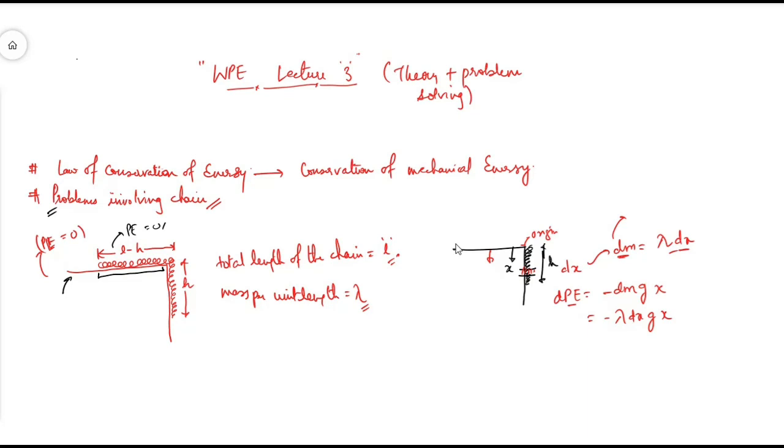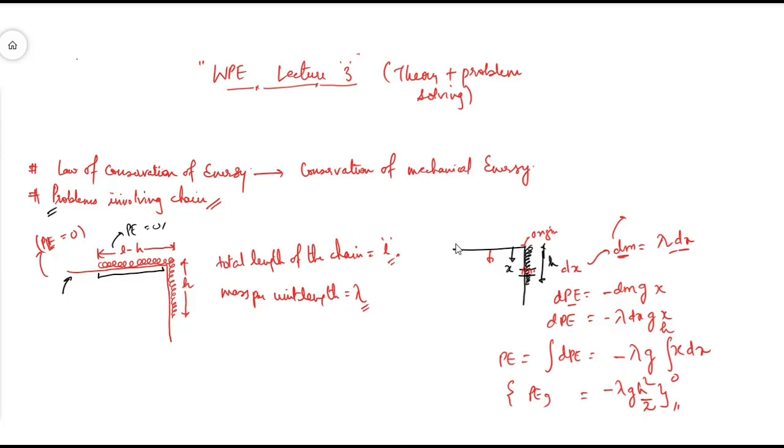So dm is lambda dx, and then g into x. Again, this is your dPE. Now the total potential energy is basically the integration of dPE, and the integration of dPE is minus lambda g x dx, with the integration going from 0 to h. So this is going to be lambda g h square by 2. Okay, so this is very easy. This is the gravitational potential energy of the chain in this scenario.